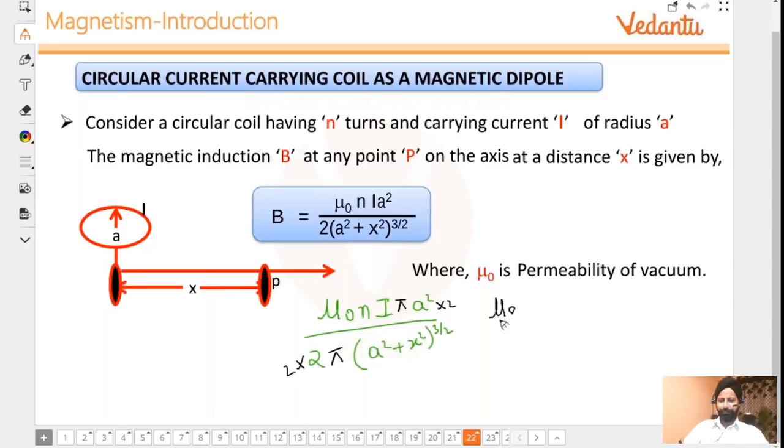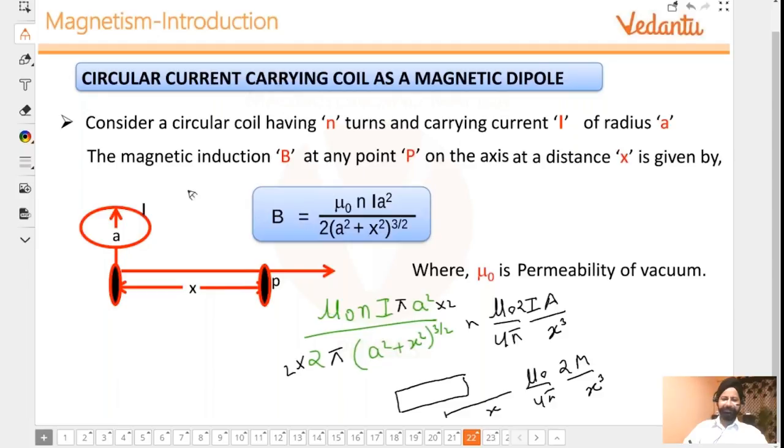So let's look at what I get now. Mu naught by 4 pi, right? N is just the number of loops here, so don't even worry. I times the area, 2 times the area, divided by x cubed, if a is small compared to x. I don't know if you understood where I'm going here. If you take a magnet, at a distance of x, you had mu naught by 4 pi, 2m by x cubed. Now you compare this. I times A looks like the magnetic dipole moment now. So when you have a current-carrying wire, current times the area of that is the equivalent magnetic dipole moment.